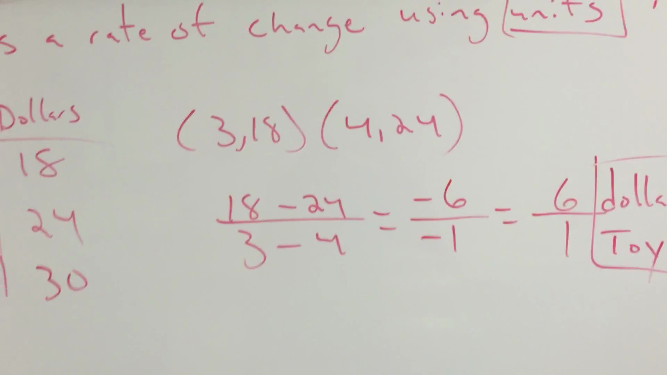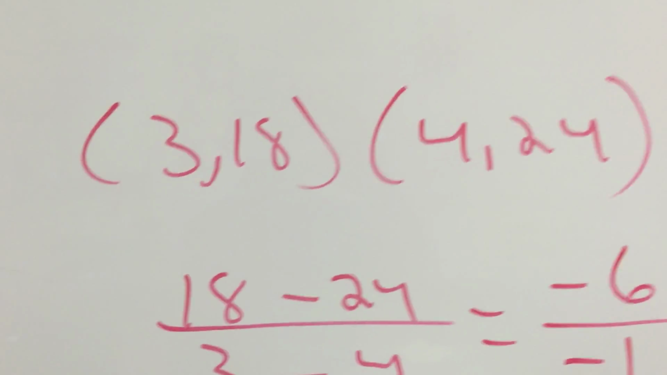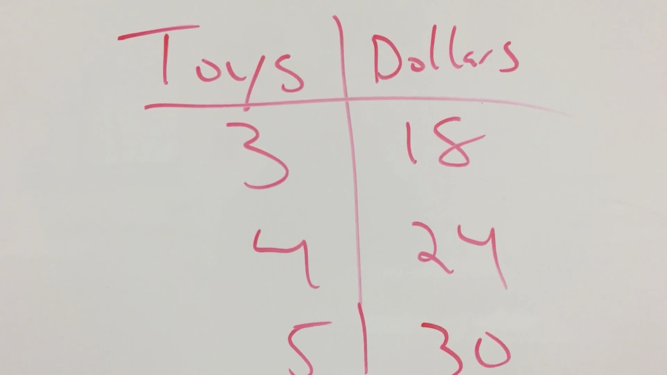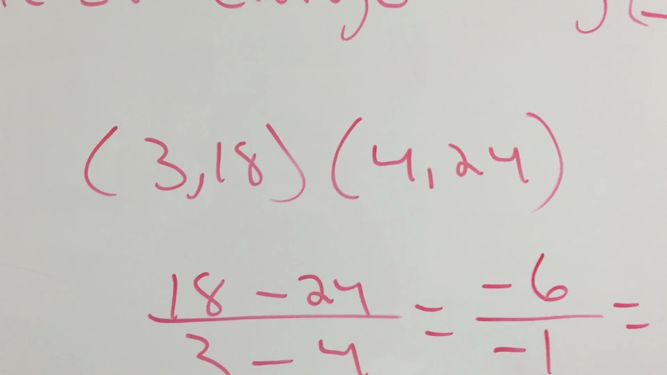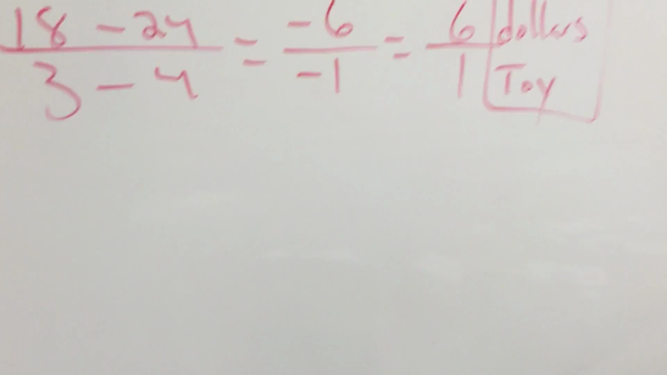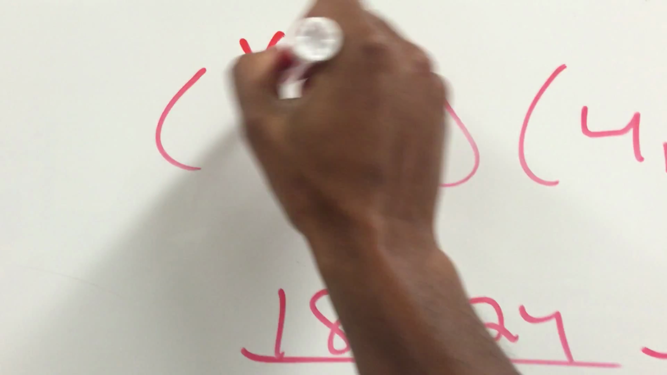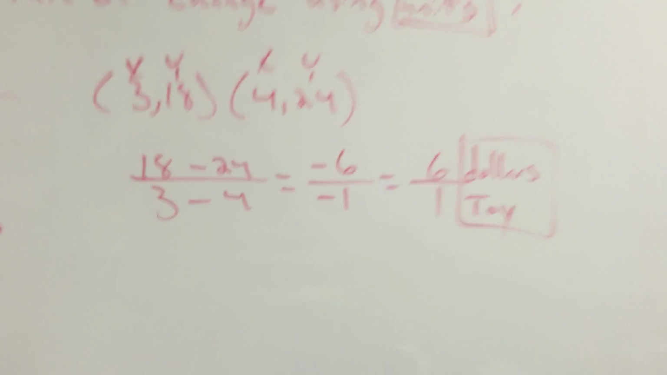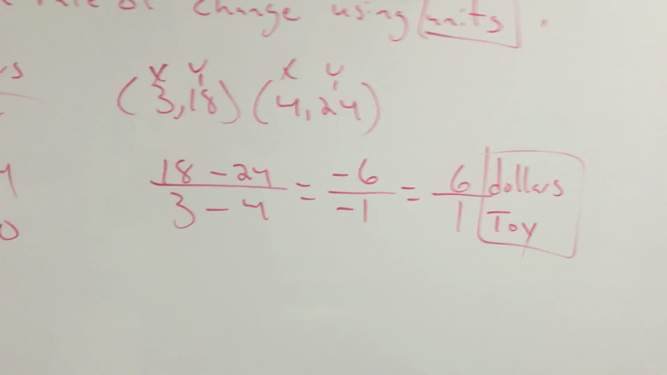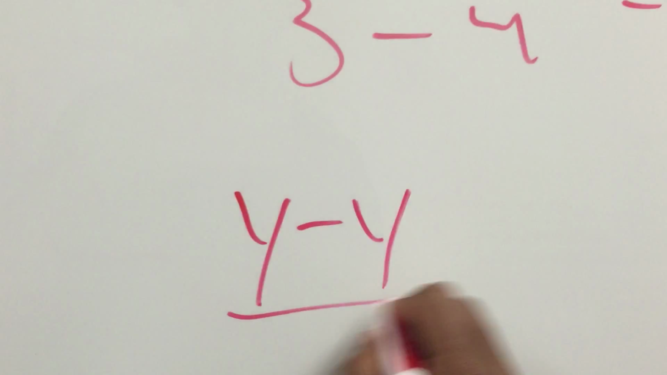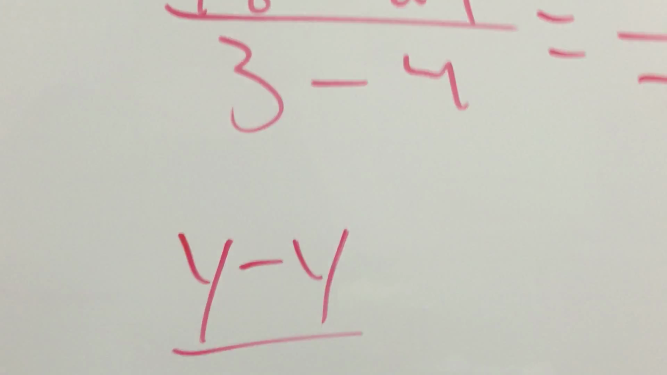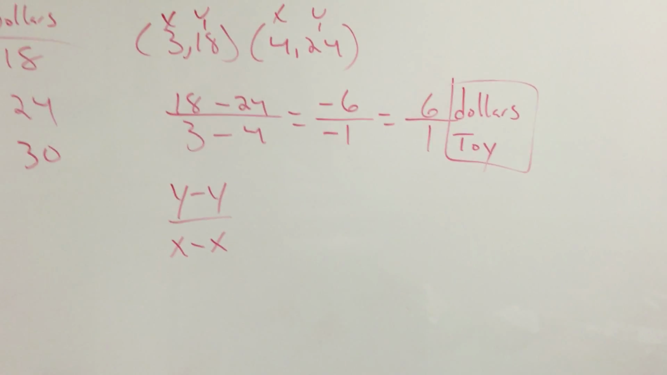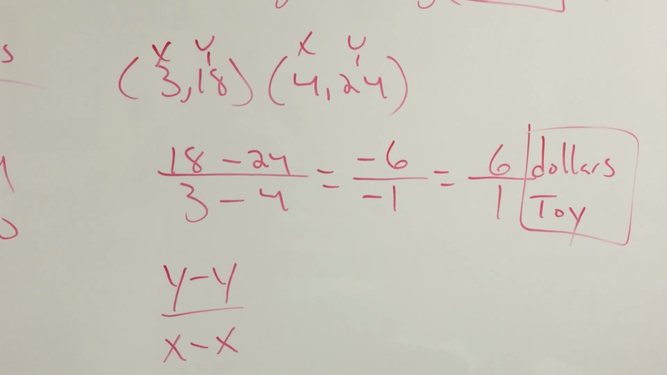Take my 2 points, right? So I took 3 and 18 and 4 and 24. Notice they came from right there, 3 and 18, 4 and 24. If I wanted to even, I could say x, y, right? Plug them into my formula. You're wondering where'd that formula come from? Here's the formula right here. Slope, y minus y, x minus x. Remember? That's my slope formula. That's what I plugged into.